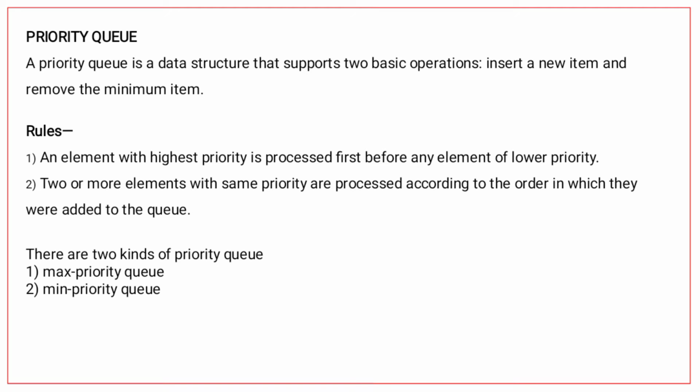Heap can be used to implement priority queue. There are two kinds of priority queue. One is max priority queue and second is min priority queue.